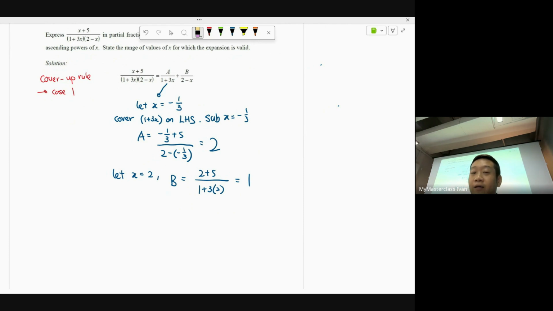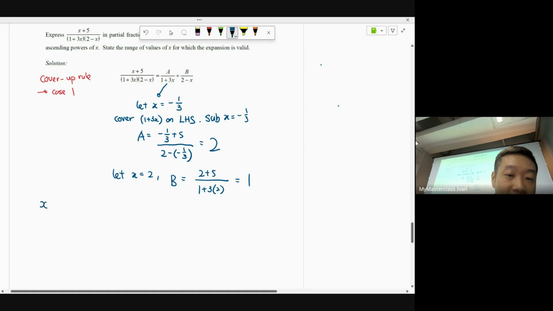It helps you find the A and B easier. If not, you do your normal method of cross multiply and then let x equals to what for the numerators. Okay, so now you have x plus 5 over 1 plus 3x, 2 minus x is equals to A. What is A? 2. Plus B is 1.